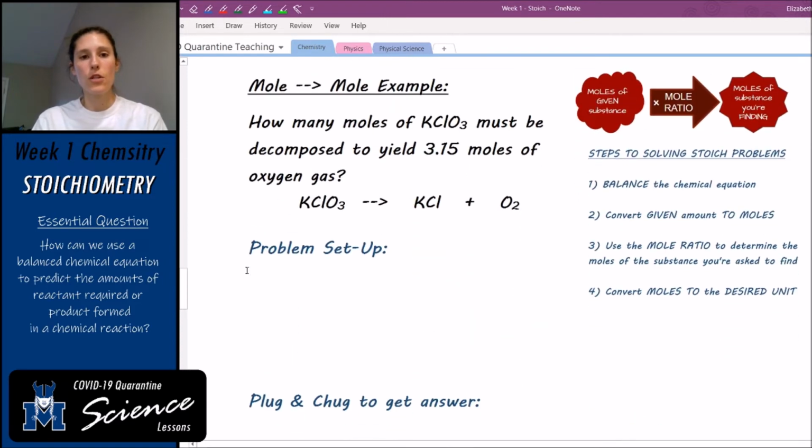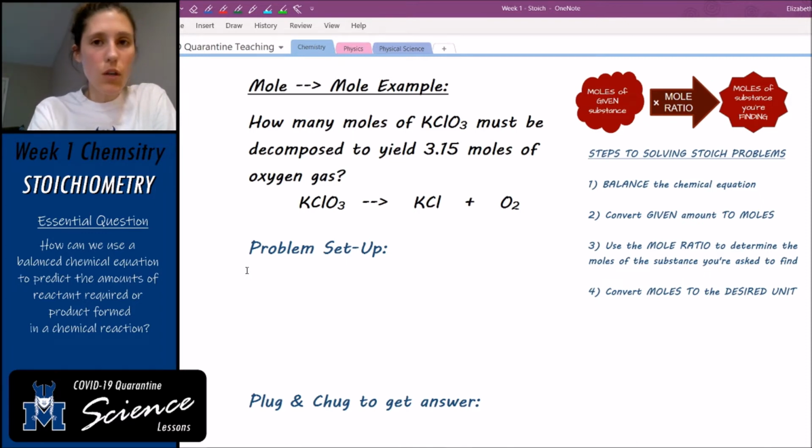Okay, so the first question is a mole to mole example. The question statement says, how many moles of KClO3 must be decomposed to yield 3.15 moles of oxygen gas? I have given you the equation, but you will notice that the chemical equation right here is not balanced. Okay, so first thing you need to balance the chemical equation. You can reference past videos or past notes to figure out how to balance chemical equations.